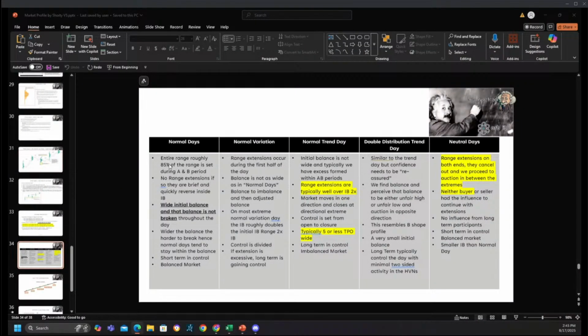Normal days, typically roughly 80 to 85% of the range is between the A and B period, which means, what is the A and B period form again? Initial balance, IB. So that means you're not going to have an extension in the C period that's accepted, and then you fall back inside, and then you have a wide balance. When you have a wide balance, the odds are lower that you're going to have a trend day. That means you're going to have a D shape day.